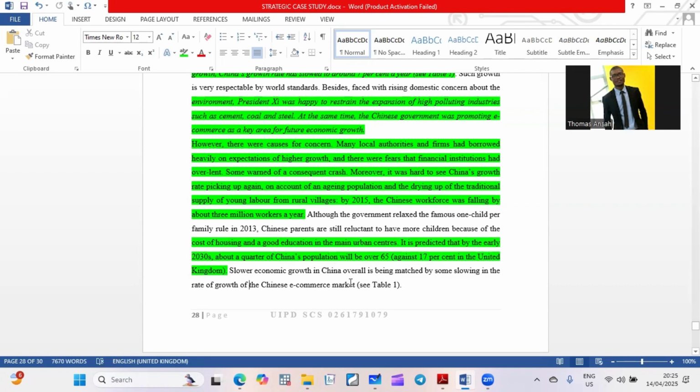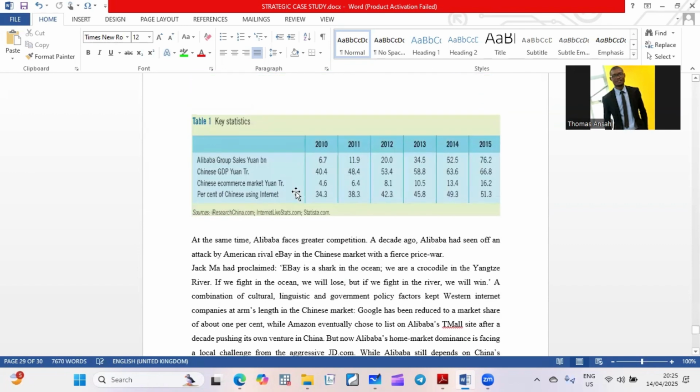Slower economic growth in China overall is being matched by a slowing rate of growth of Chinese e-commerce. So this is the table, figure one. At the same time, Alibaba faced greater competition. A decade ago, Alibaba saw off an attack by American rival eBay in the Chinese market with a fierce price war. Jack Ma had proclaimed, eBay is a shark in the ocean. We are a crocodile in the Yangtze River. If we fight in the ocean, we will lose. But if we fight in the river, we will win.